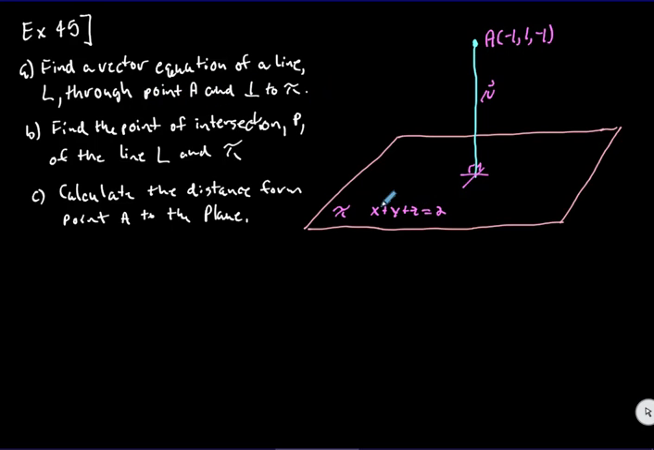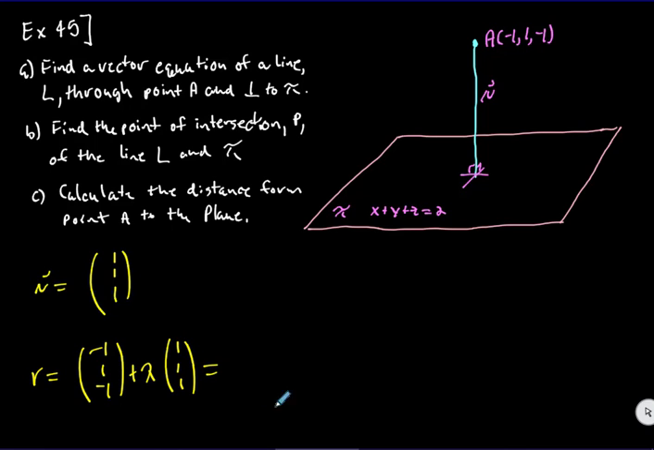Well, since we have this equation here, I know that my normal vector would have the coordinates 1, 1, 1, because they're the coefficients of the equation of the plane. And then it has to go through this point right here, so I can write my vector equation of the line. It has to go through -1, 1, -1, and then plus lambda times 1, 1, 1. I also could have written this as -i plus j minus k, plus lambda times i plus j plus k, if you were to write it in that form, right?